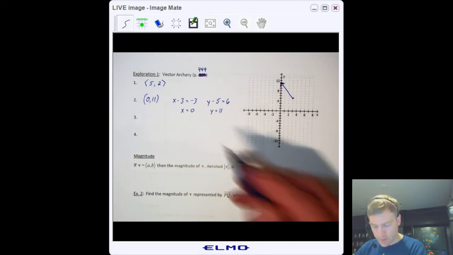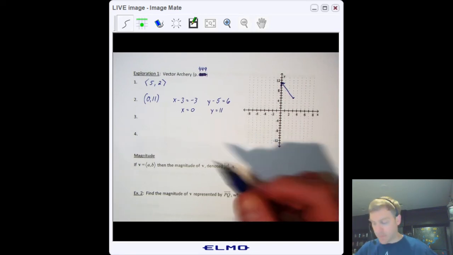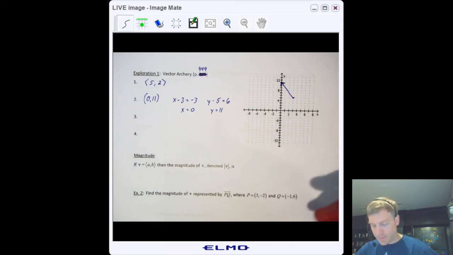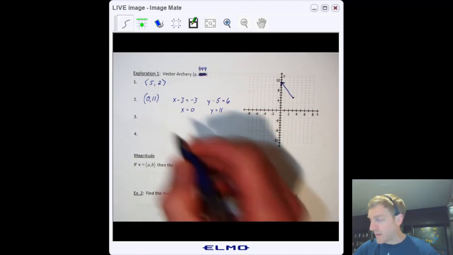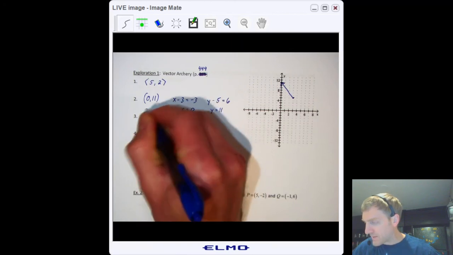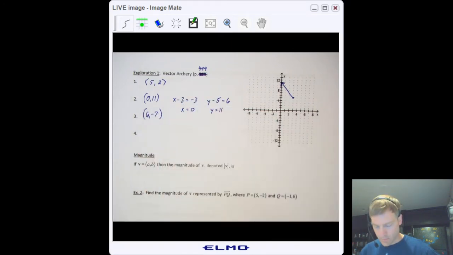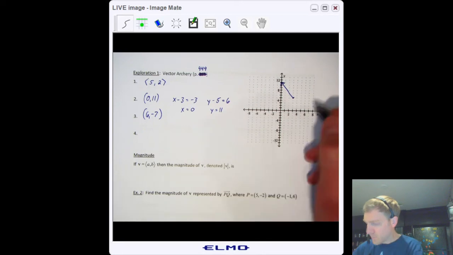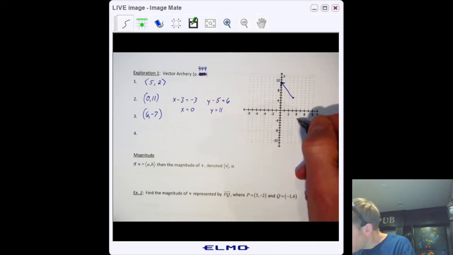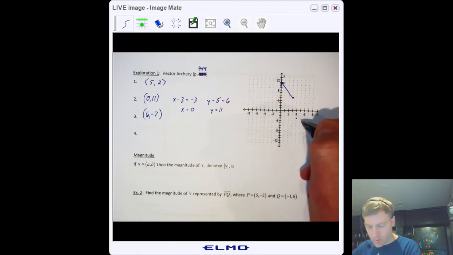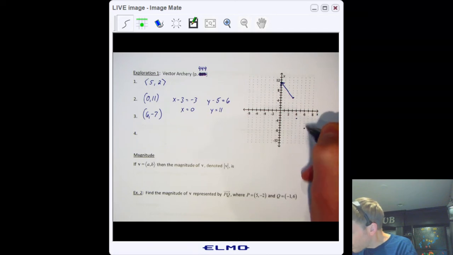So 3 is exactly the same as 2 because you're given the initial point and the vector. If you start at the point 4, -3, and you go to the right 2 and down 4, you're going to end up at the point 6, -7. One more time, let's draw that here. Let's start at the point 4, -3, and then go to the right 2 and down 1, 2, 3, 4. And where did you end up? You ended up at 6, -7.